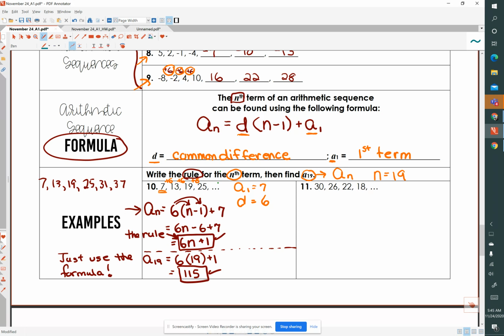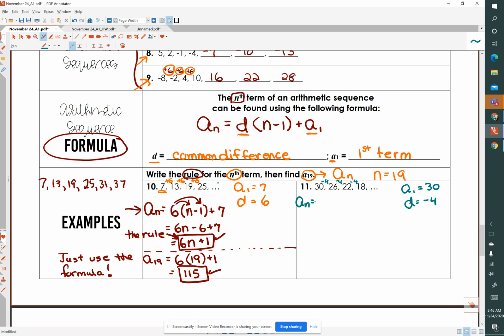First, we have to find our first term, our a sub 1, and our first term is 30. And then we have to find our common difference. So let's look at this. 30, 26, well, it looks like we're subtracting 4. 22, we're subtracting 4, subtracting 4. So we're subtracting 4. So let's build our rule.